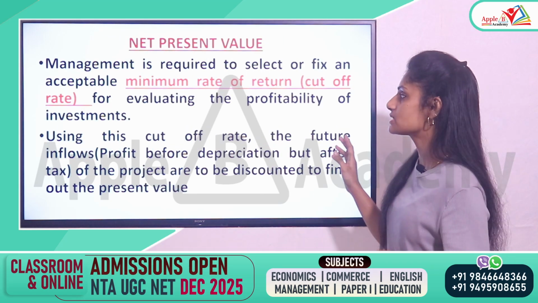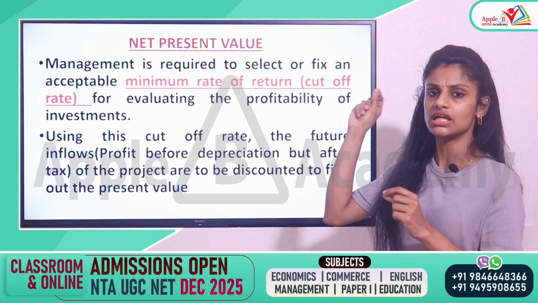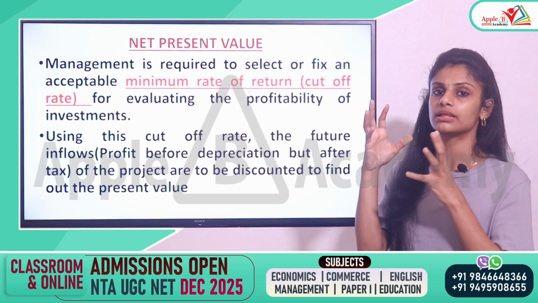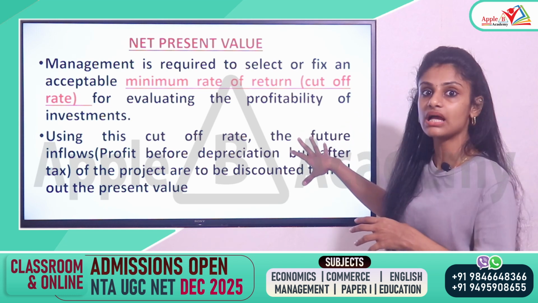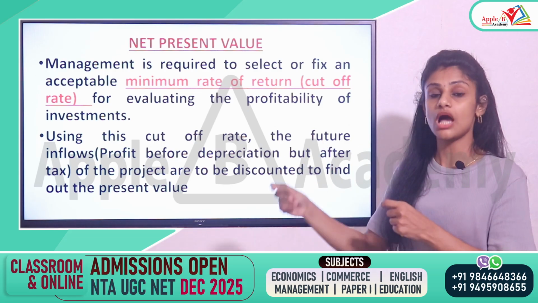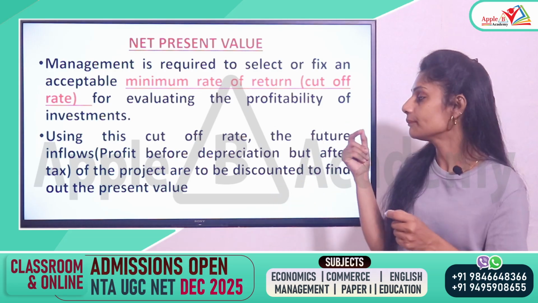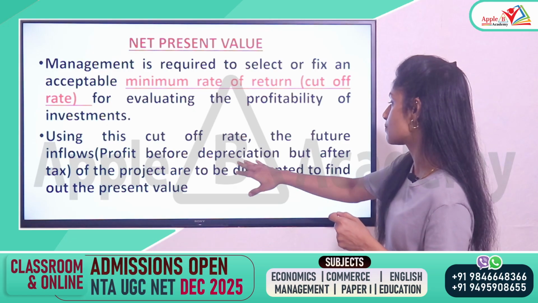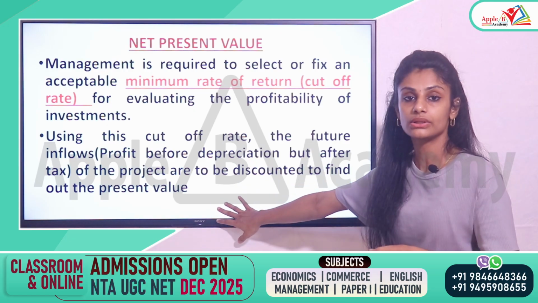And finally, net present value. In case of net present value, first of all, management is fixing a cutoff rate. That means the minimum rate of return that the company is expecting from this particular investment. And using this cutoff, they will discount. They will find the present value of cash inflows. So the future inflows, that is profit before depreciation but after tax of the project, have to be discounted to find out the present value.